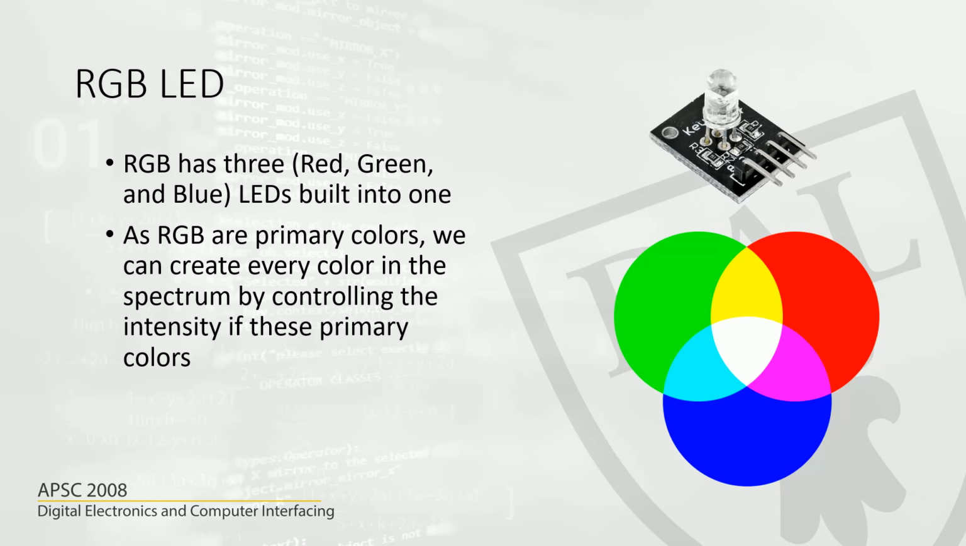In this video, we'll talk about RGB LEDs. So an RGB LED is just one LED which has three different LEDs built into it. It has a red, green, and blue. So these are the primary colors.